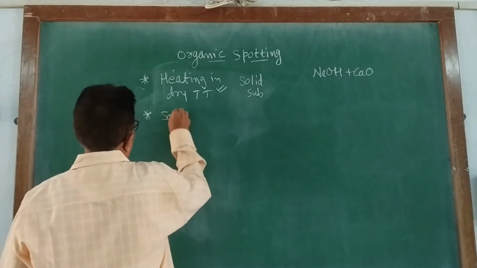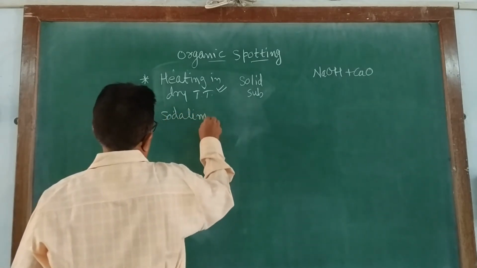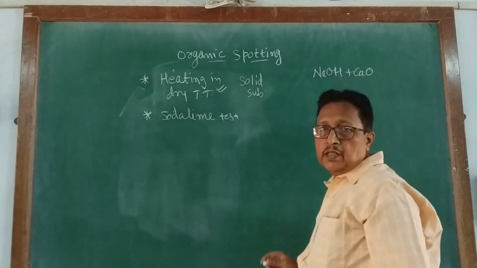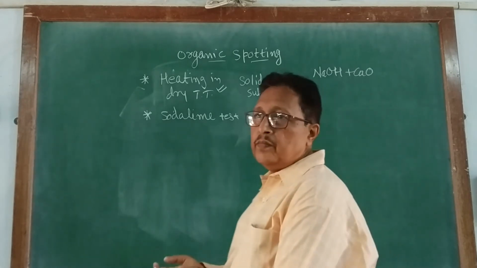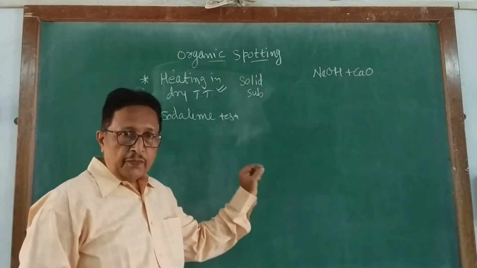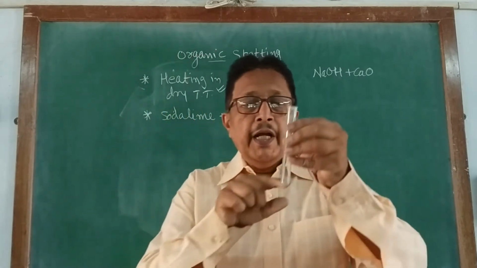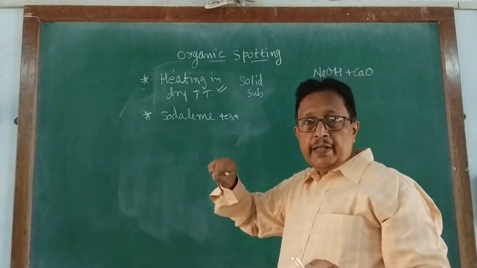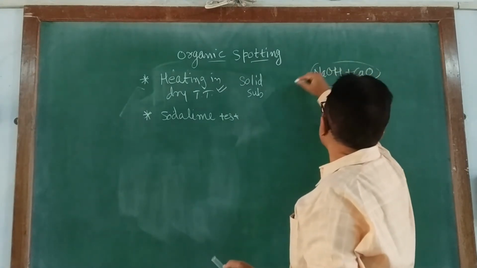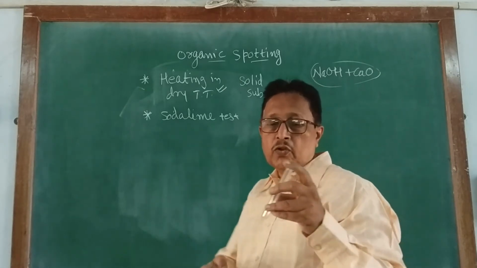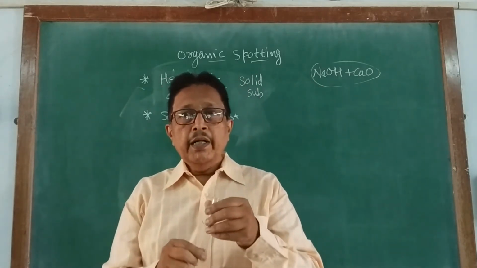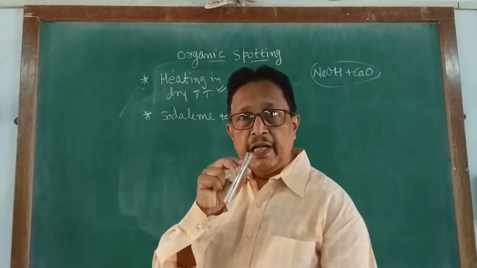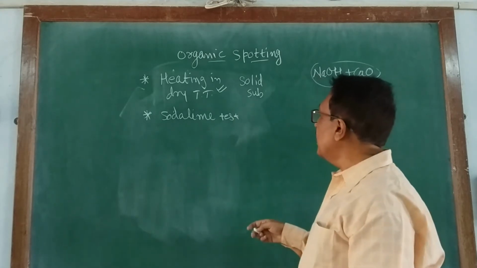After that, soda lime test. Soda lime is a mixture of NaOH and CaO. So, your substance, how much amount according to this curve, and the same amount of soda lime will be added. You are given this mixture, you don't have to mix it. So heat it and smell it. Again, how to smell? Smell it slightly, and note which type of smell is there.